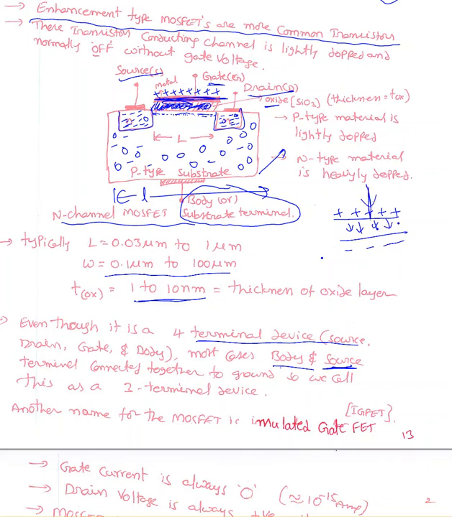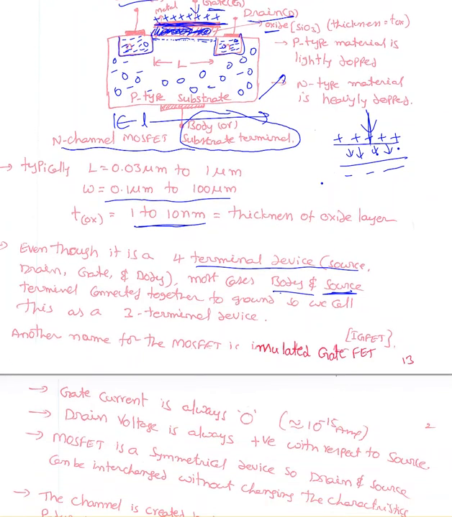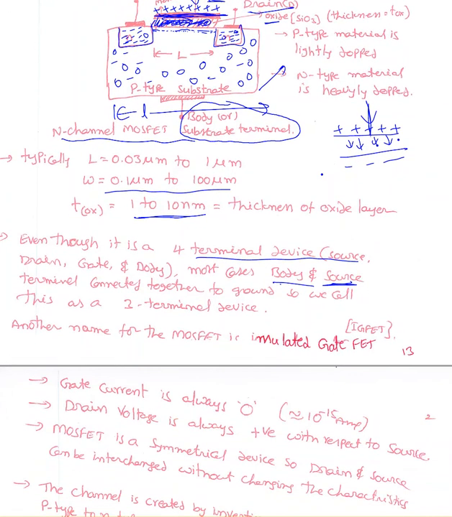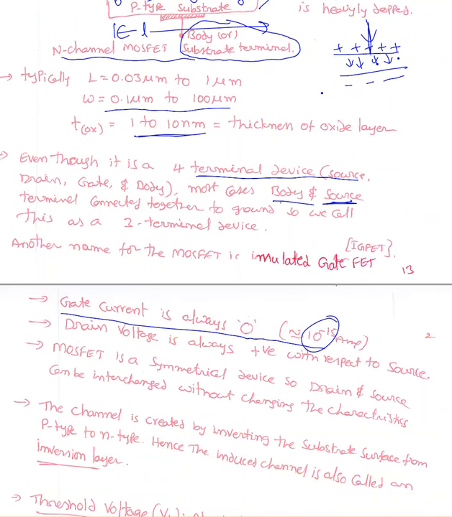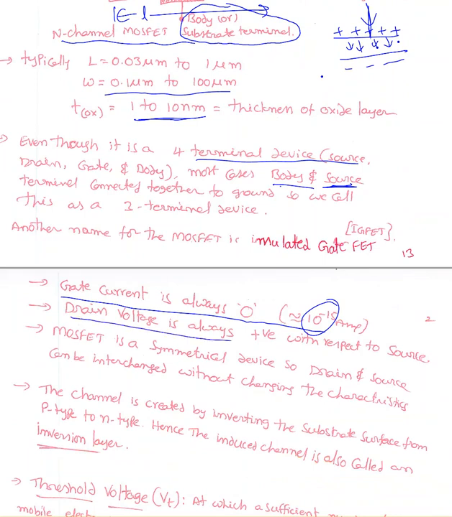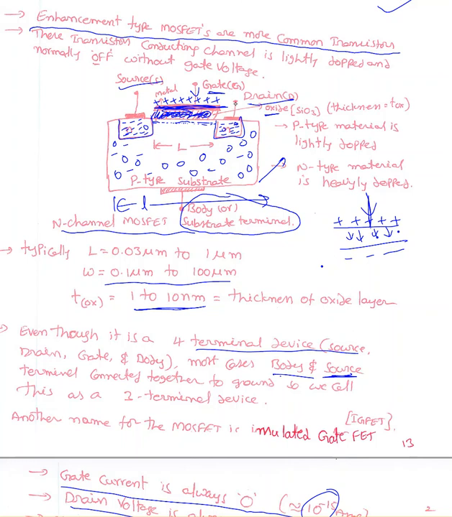So the gate current passing through this gate is 0 always. So that's one of the important points in the MOSFET. Gate current is always 0. Most of the cases approximately 10 to the power minus 15 amperes, but we can neglect that. Drain voltage is always positive with respect to the source. So we always apply higher voltage at the drain, lower voltage at the source. Remember, the body and source are going to be connected together. I think at the starting of this video I mentioned in reverse direction.